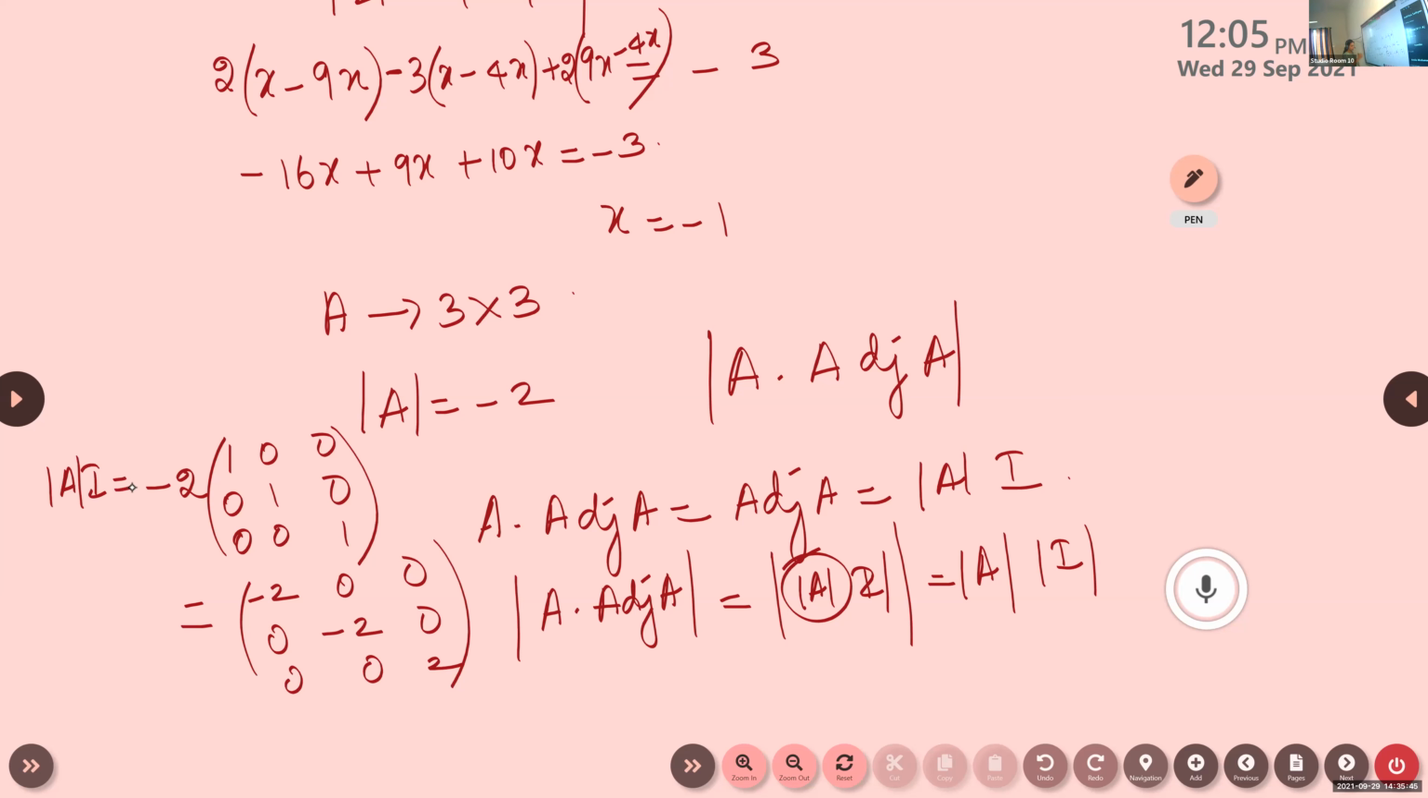So if you take the determinant of determinant A into I, you have to take the determinant of this matrix. So that is same as -2 into 0, 10, 0 minus plus 4. So what is the answer? Is it -8?